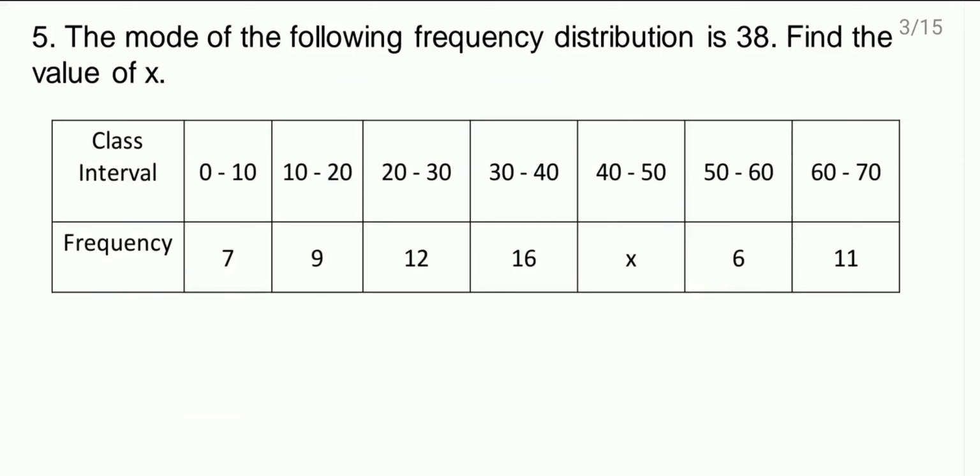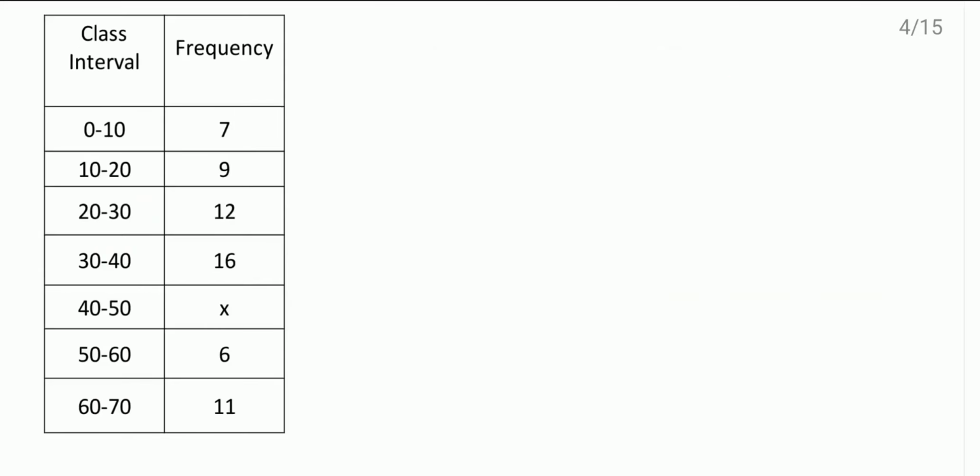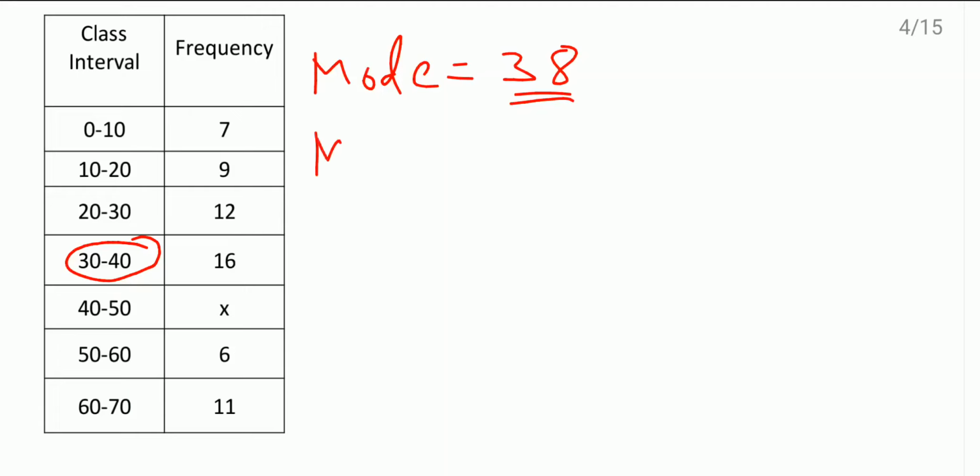See, question number 5. The mode of the following frequency distribution is 38. Find the value of X. This value we need to find out. Class intervals and frequency are given. They have given you the mode, so I will write down first mode, which is equal to 38. Now you need to see in which class interval this 38 comes. It will come here. So this one is the modal class. So let me write down here modal class, which is 30 to 40.